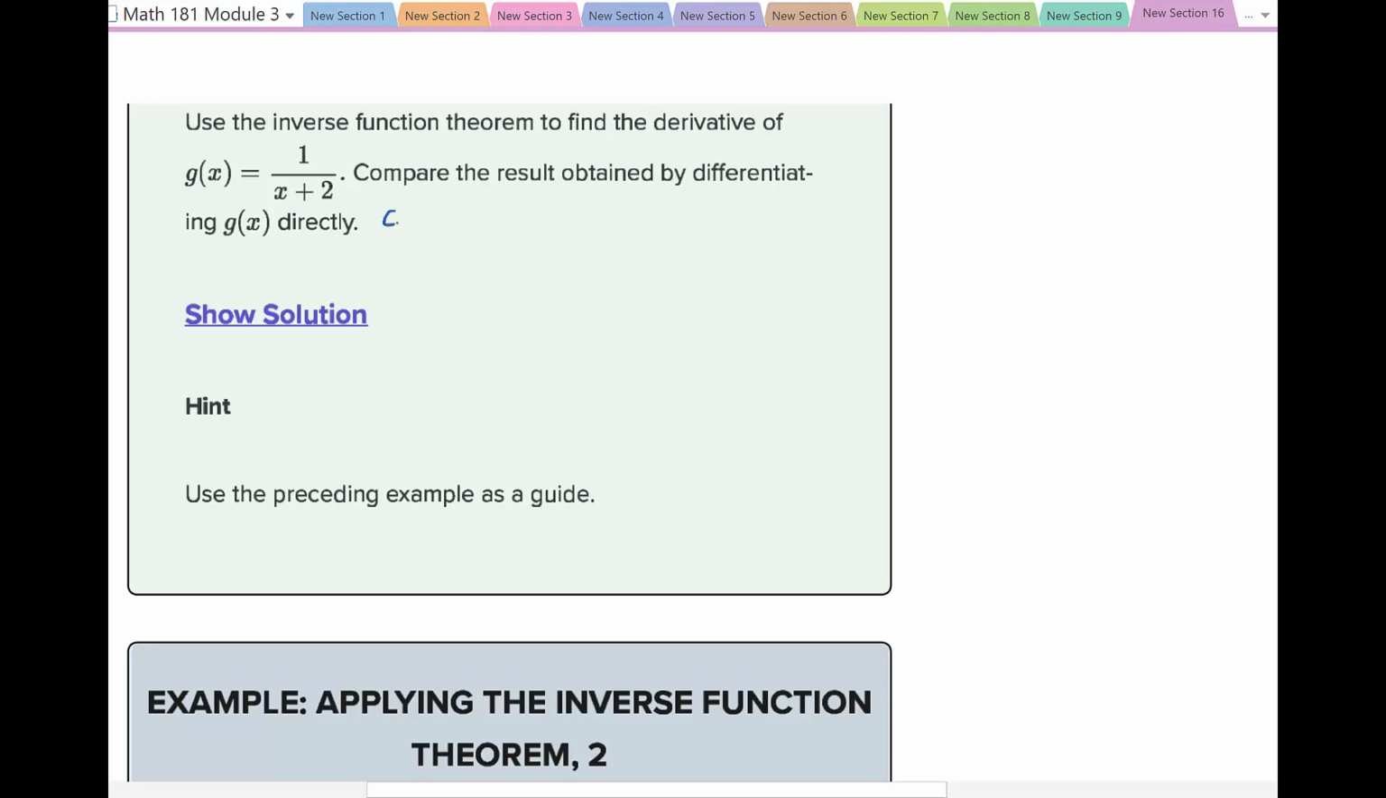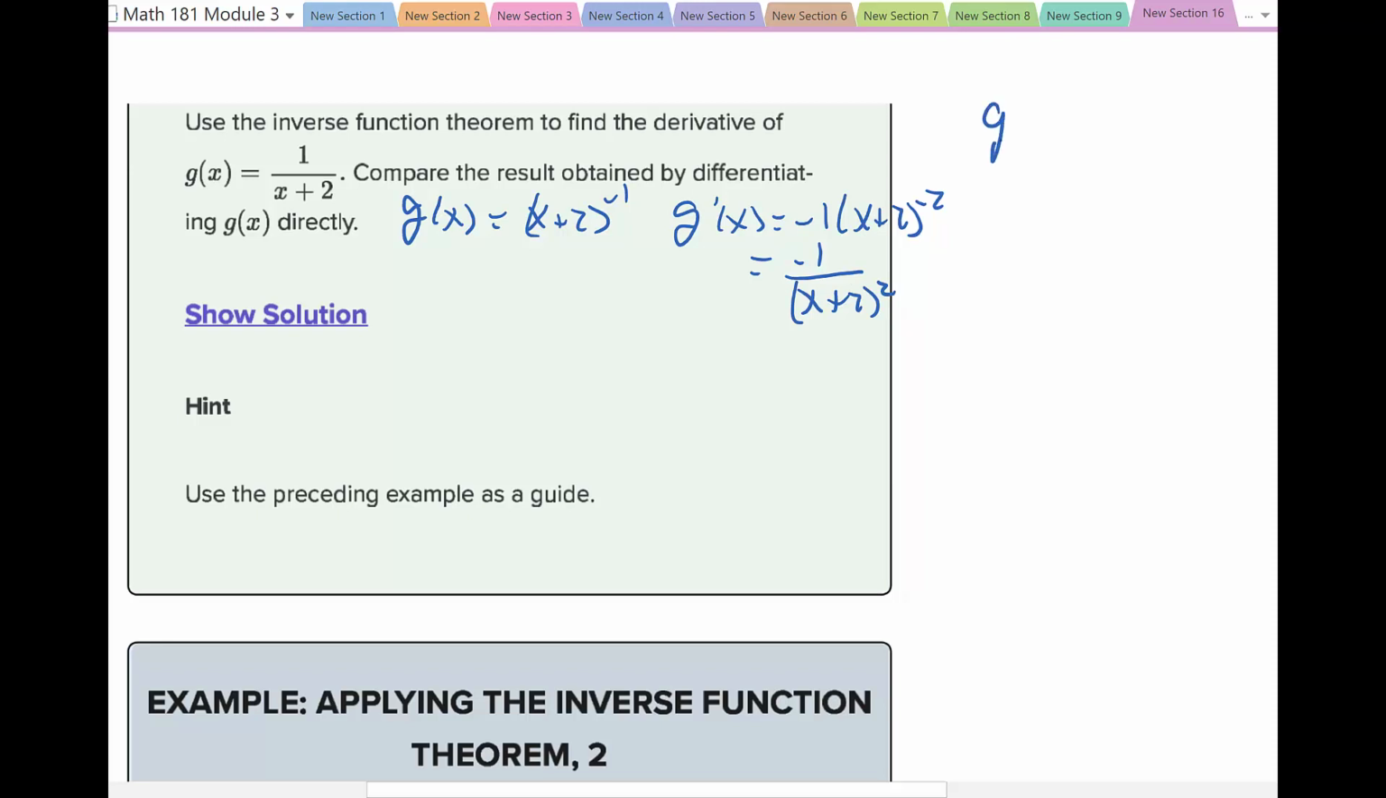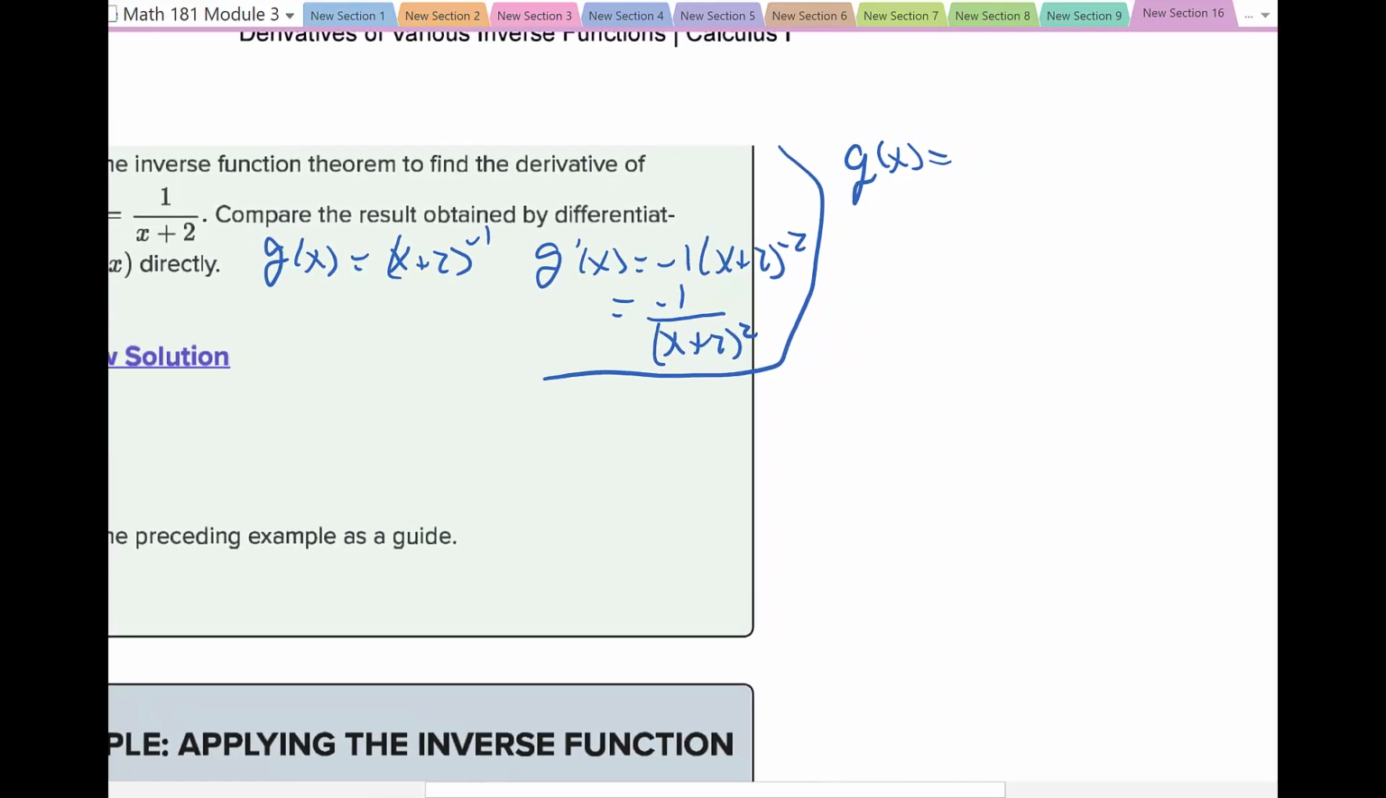And if you want to do that, our g prime of x is going to be, I would almost treat our g of x as x plus 2 to the negative 1. So g prime of x is going to be negative 1 times x plus 2 to the negative 2, or negative 1 over x plus 2 squared. That's how I do it. But they want us to do this other way. So we have to find our g of x, which is 1 over x plus 2.